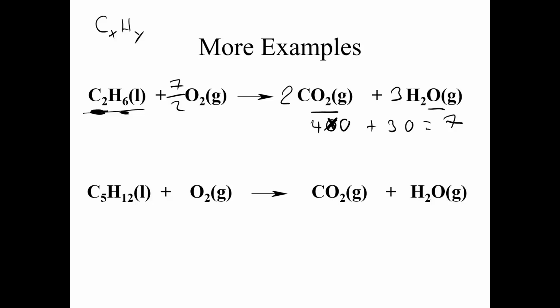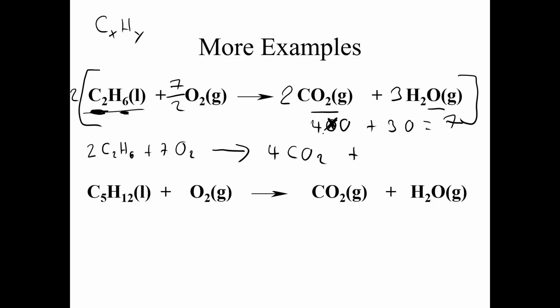However, what we have now is we have to fix this. We do the same thing: we multiply through by 2. And so that means you have 2 times C2H6 plus 7O2 produces 2 times 2, which is 4 CO2, and 2 times 3, 6 H2O, and this is balanced.